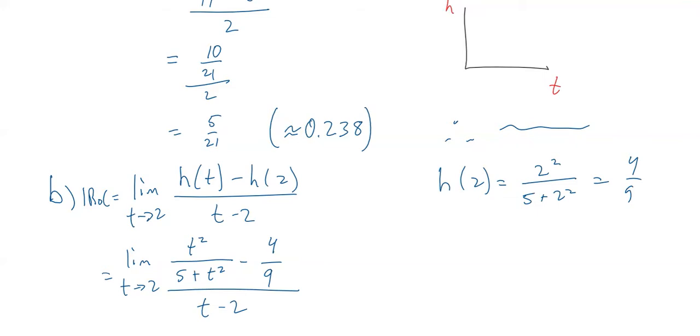What would we do here, Isaac? Yeah, you could either get a common denominator on top, or you can do it this way. So I have to multiply by both denominators: 9 times 5 plus t squared over 9 times 5 plus t squared, like that, right? So go ahead and try that.